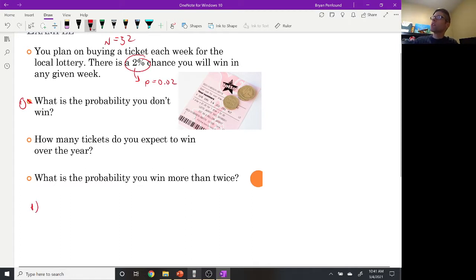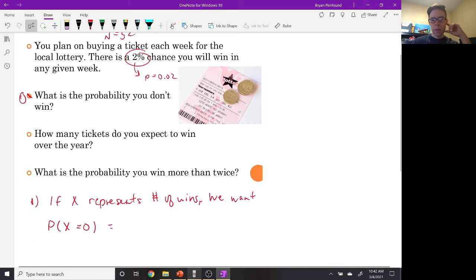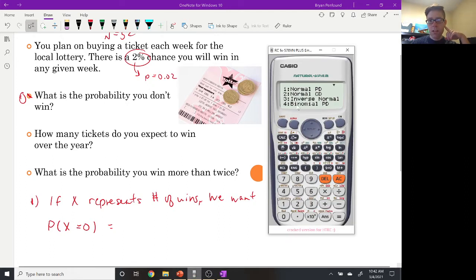Okay, so the probability that we don't win means that we've gone through the full year, so our full 52 weeks, and we're setting X is equal to 0. So if X represents the number of wins, we would like to calculate the probability that we get exactly 0 wins. Okay, so I'm going to pull up the calculator. We're going to hammer through that calculation. This is the binomial PD. So we want an identically equal to 0 kind of thing.